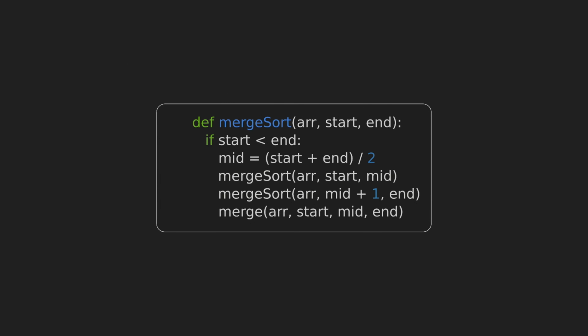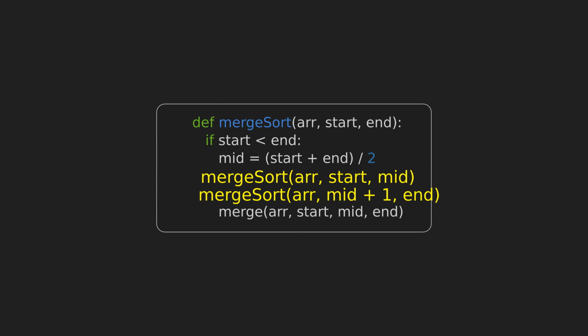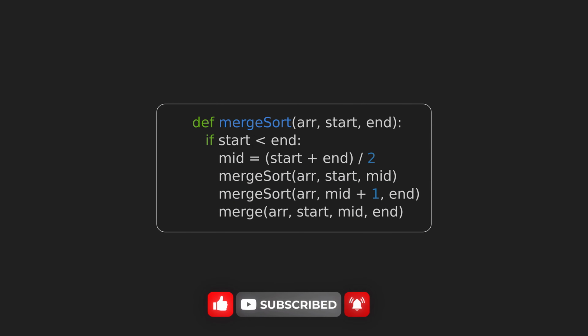Here we can see the base idea of the merge sort algorithm. In these lines, the algorithm divides the array into halves and sorts them recursively. The algorithm continues doing this until it ends up with one element subarrays. By calling the merge function, the algorithm merges the sorted left and right halves.